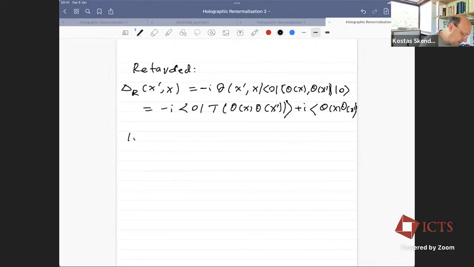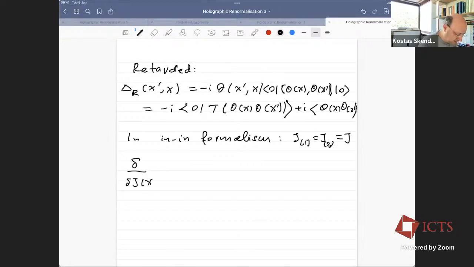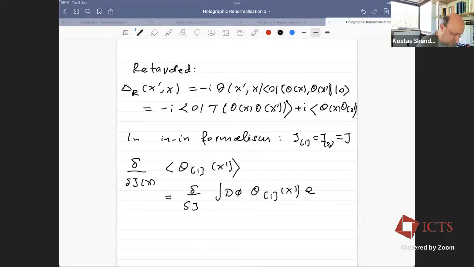using an in-in formalism. So in the in-in formalism, what you do is you equate the sources on the two sides. And then you differentiate the generating function of an operator at position x on the top side. And now from here, again by using the definitions, this is delta over delta J, and then I have the path integral of O(x prime), and then I have i J O minus i J O, and it is the same J because I put the same source on both sides.